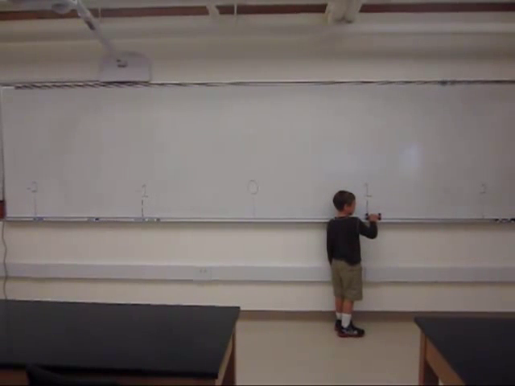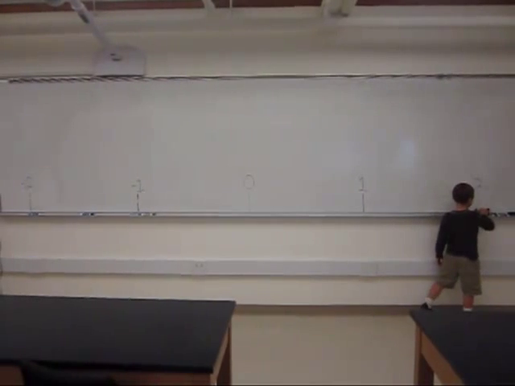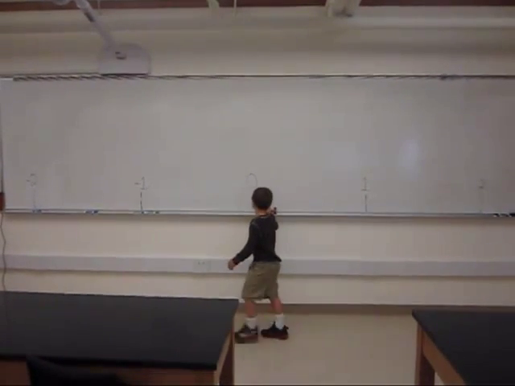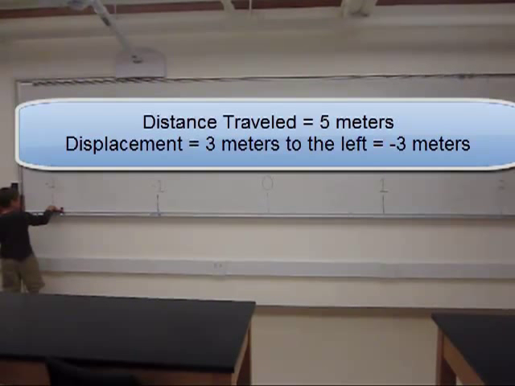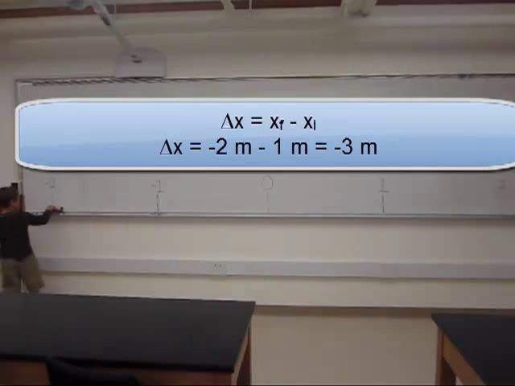Now, let's consider this situation. My son Evan goes from +1 to 2 and back down to -2. If you look at the total distance he traveled now, it's 5 meters versus his displacement was -3 meters. You can tell this by looking at the picture.